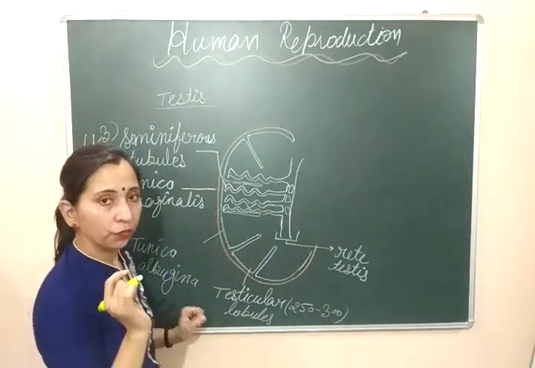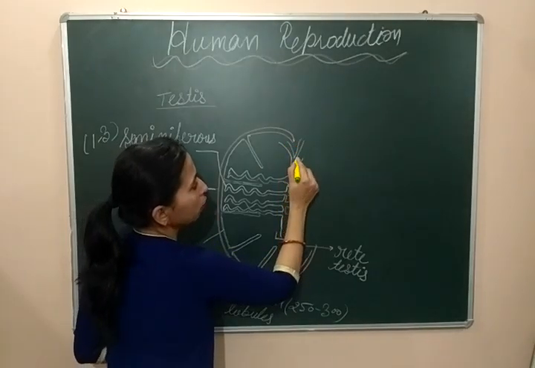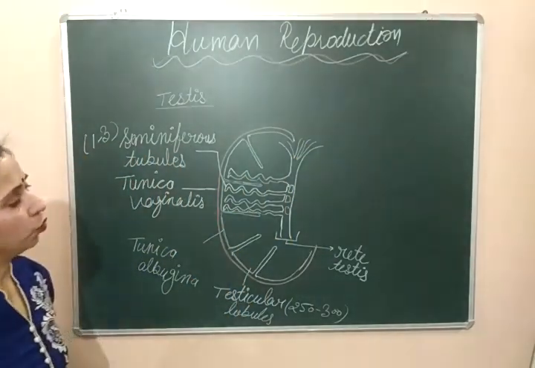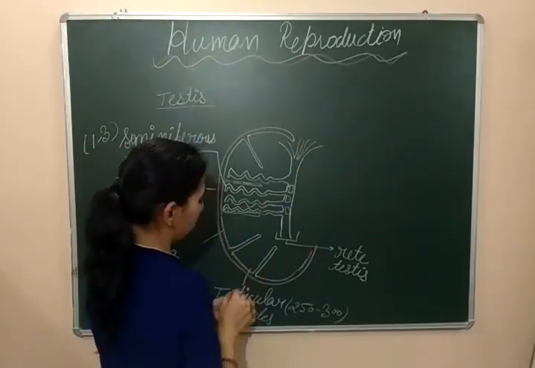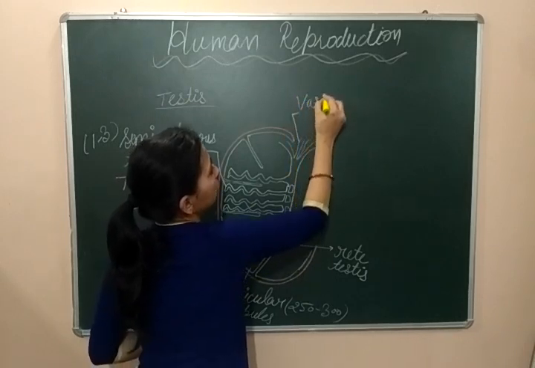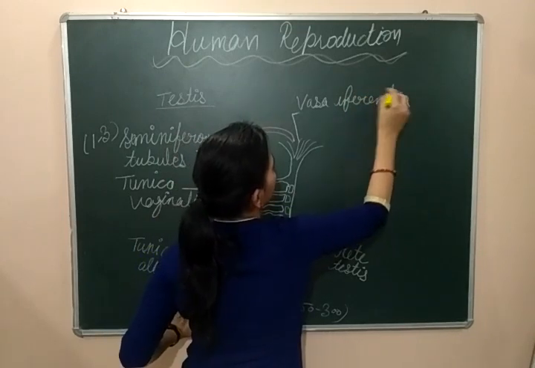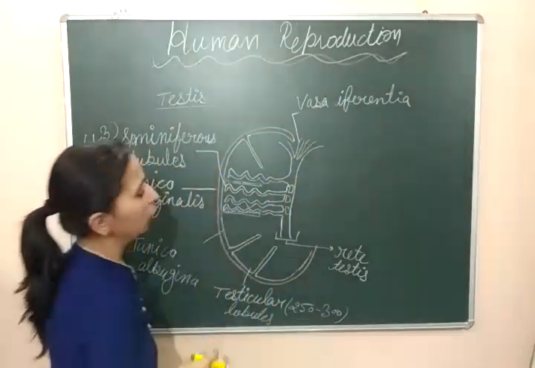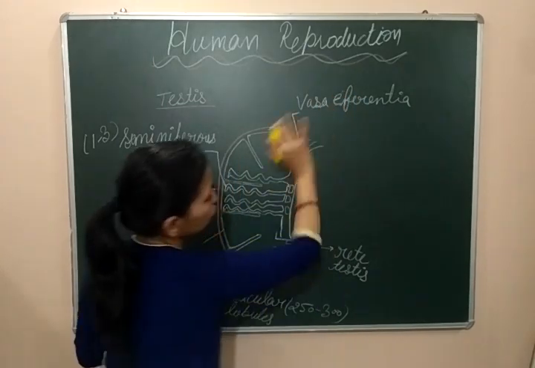This rete testis will again open into one more duct, and that duct is known as vasa efferentia. The duct where the rete testis will open is the vasa efferentia. They will all open into a duct that is vasa efferentia. This vasa efferentia will now further join the next structure.